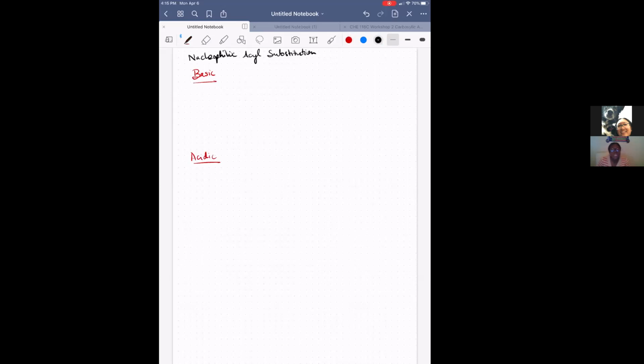Our basic condition is the mechanism that is a bit more intuitive. It's a lot faster to write out. So let's look at our general acyl species. We have R, then C double bond O, and then some leaving group, which we'll write as LG. Our acyl species is our carbonyl adjacent to a leaving group, and this leaving group will change as we look at different functional groups.